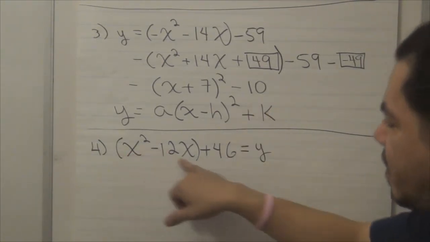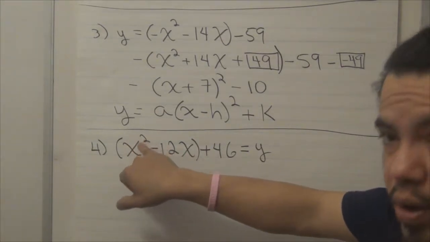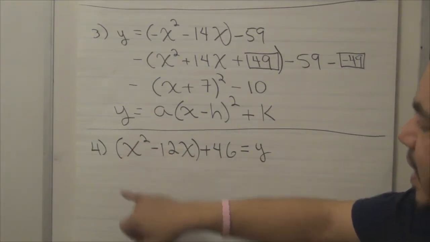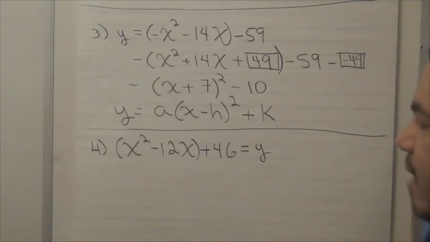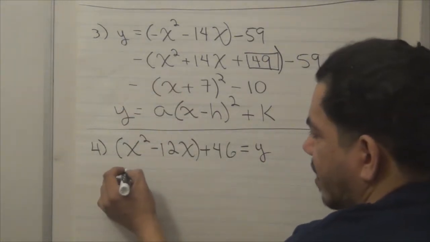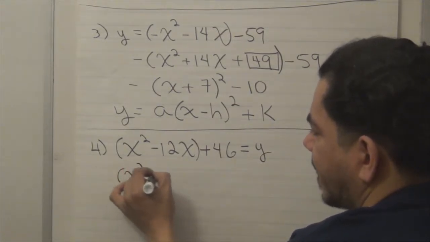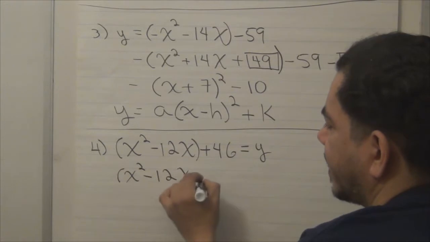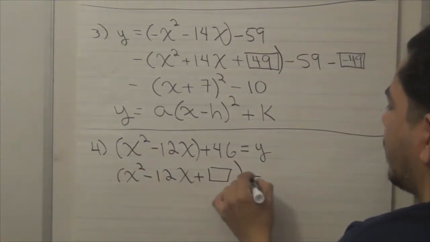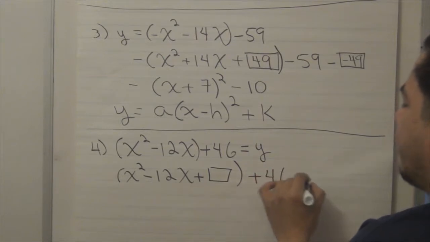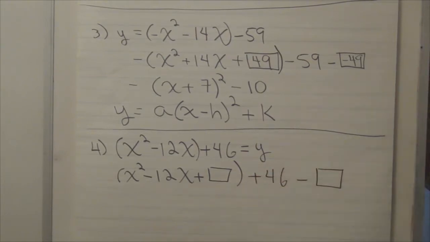Alright, so do I have a common factor here? Well, the x squared is already positive, and they only have a common factor of 1. So let's pretend we took it out. Doesn't matter, I'm not going to write it anyways. And so, x squared minus 12x, and then plus box, plus 46 minus box.